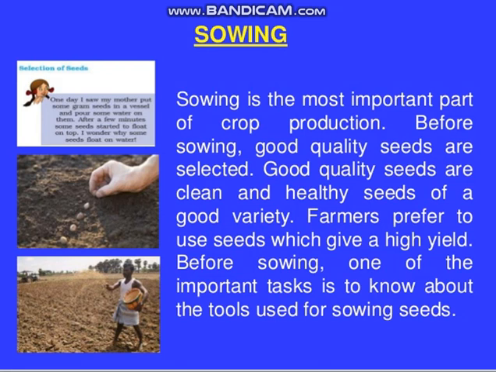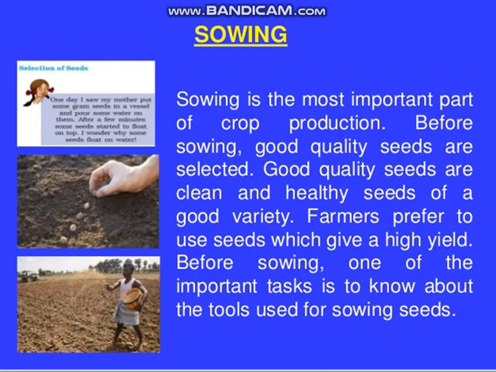Before sowing, good quality seeds are selected. Good quality seeds are clean and healthy seeds of a good variety. Farmers prefer to use seeds which give a high yield. Before sowing, one of the important tasks is to know about the tools used for sowing seeds.